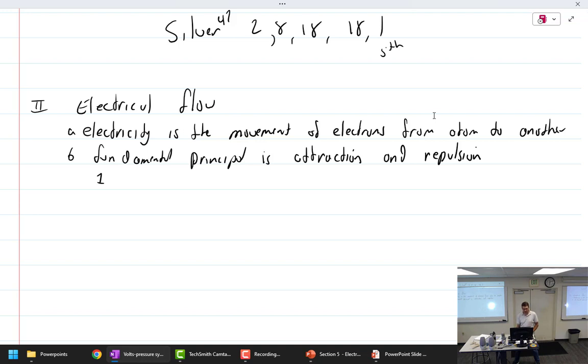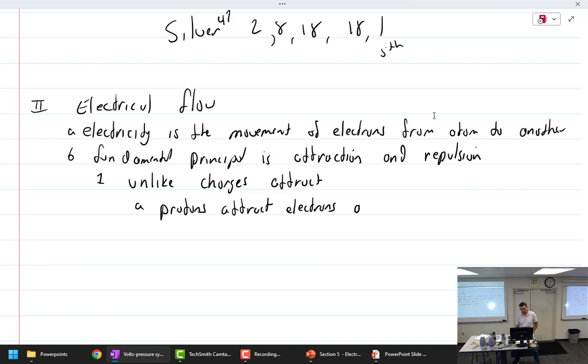Because, as I said earlier, unlike charges do what? Attract. So protons attract what? What do they attract? Electrons. And create stability.